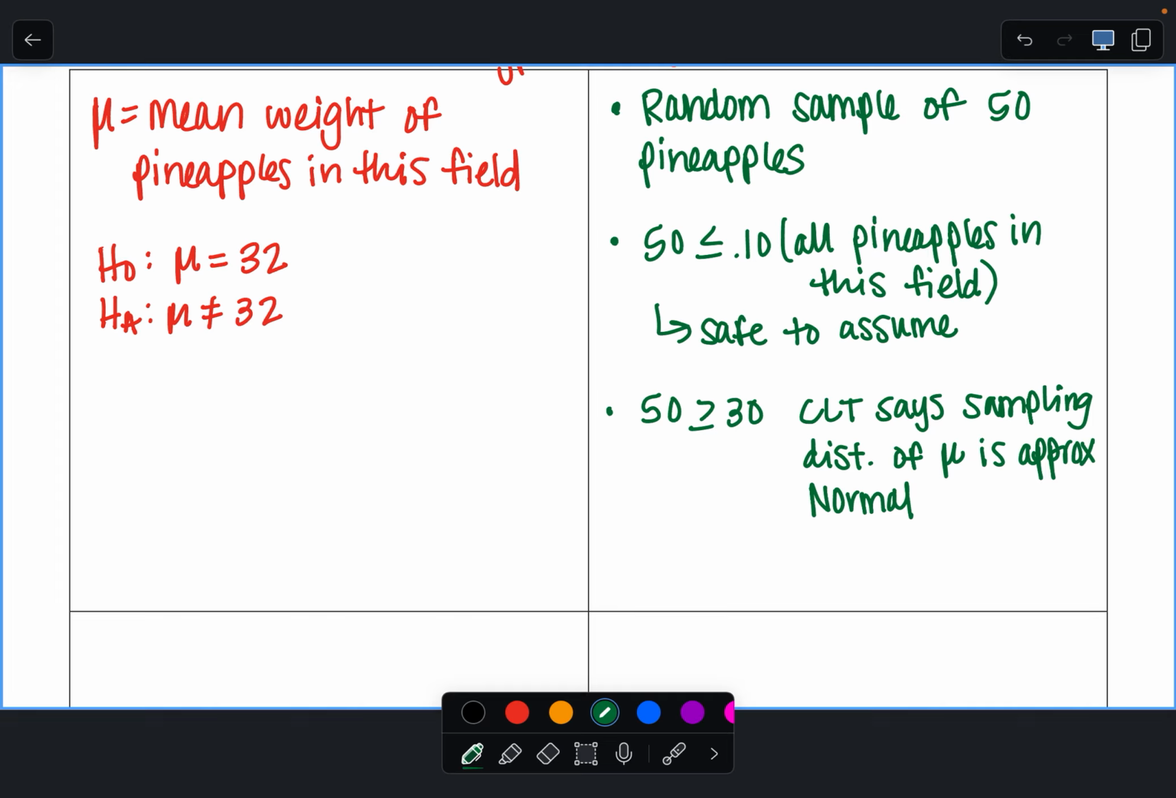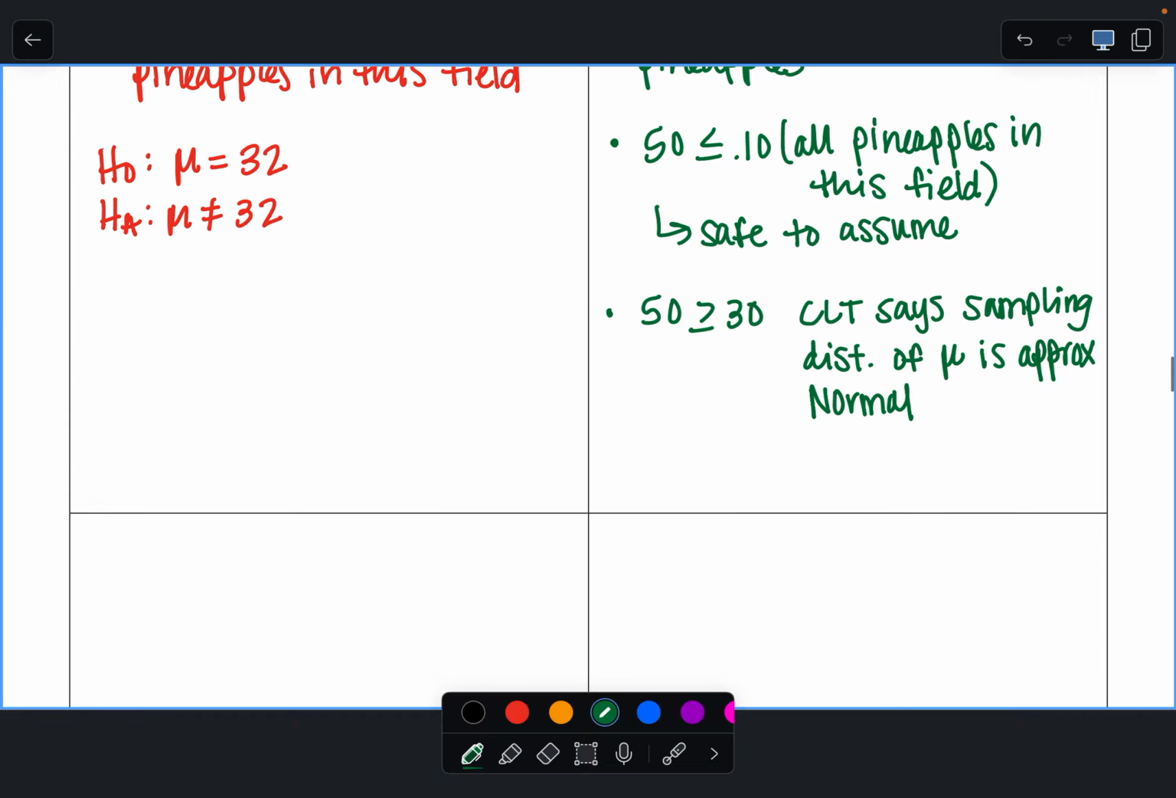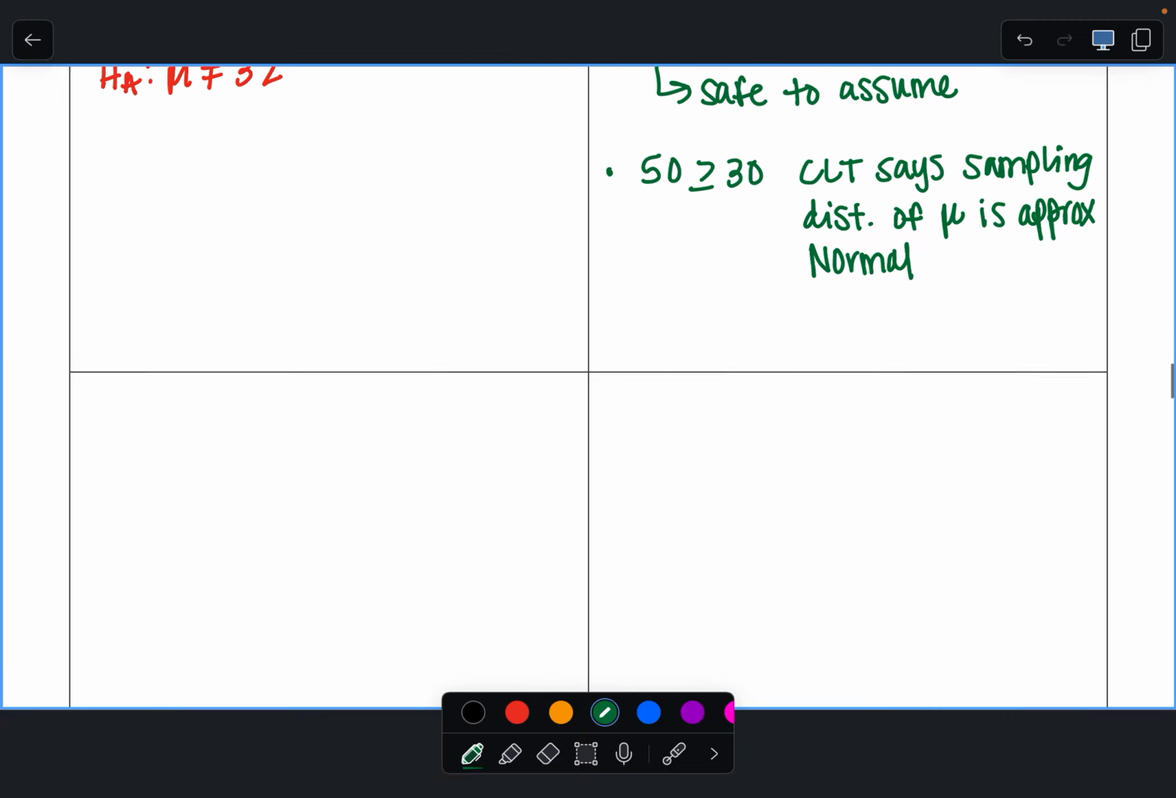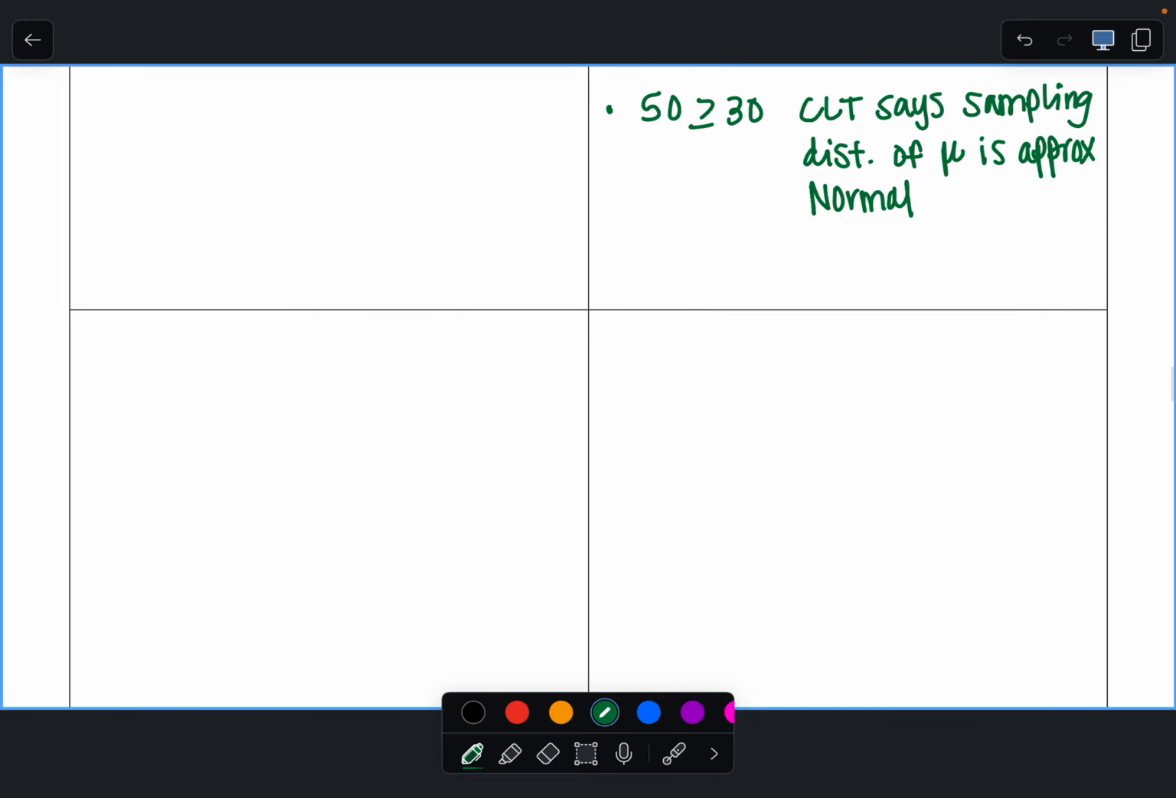Whenever we were doing this for proportions, when we were doing the confidence intervals, we used p hat. And when we were doing the hypothesis test, we use p. So it's kind of the same thing where when we did the confidence interval, we used x bar because that's based on the sample. And when we do the hypothesis test, we use mu because that is the population. Now, once we have our conditions in place and we've checked everything, we can go into the calculation.